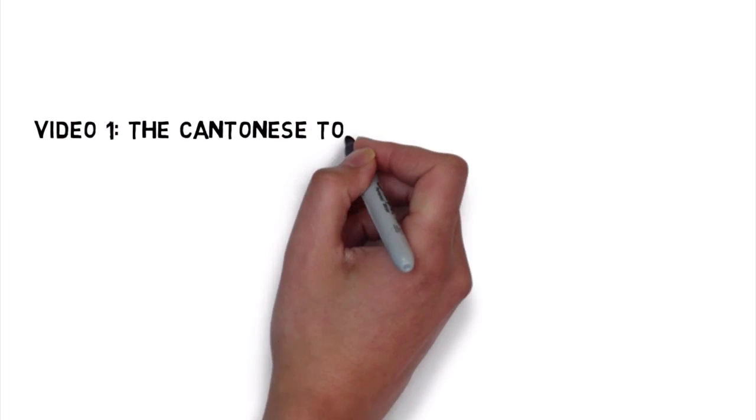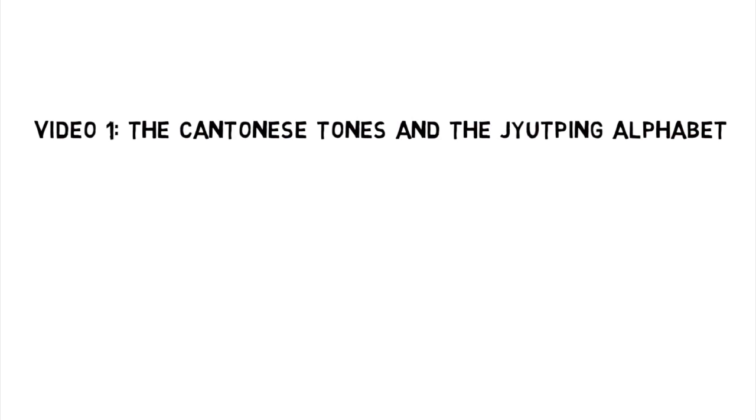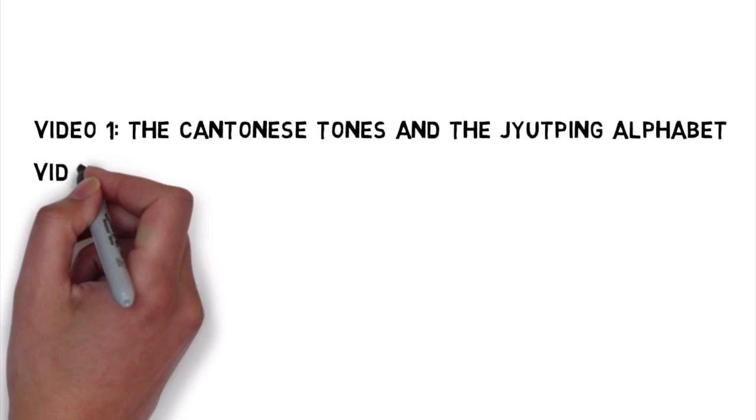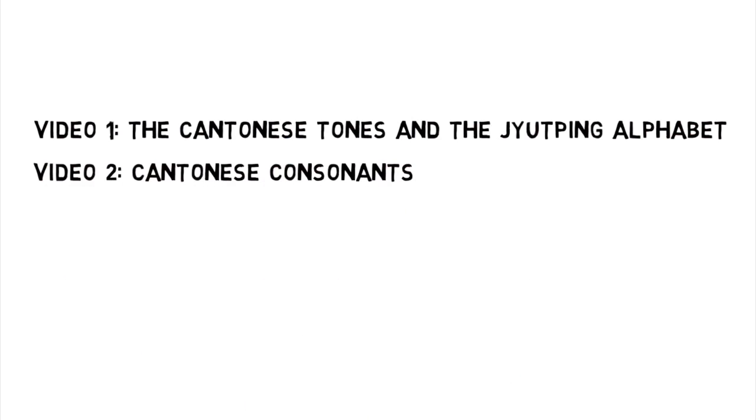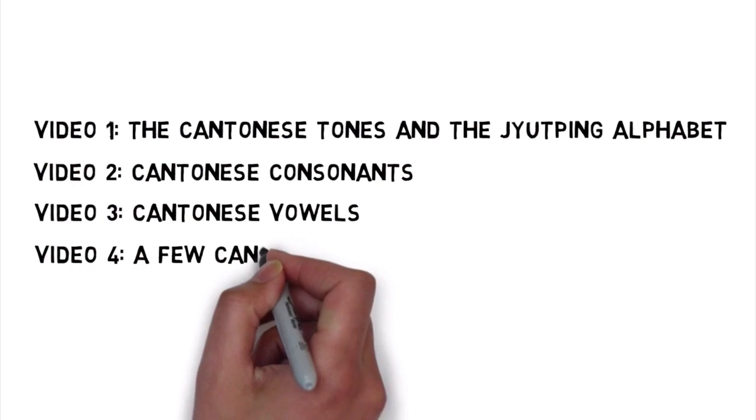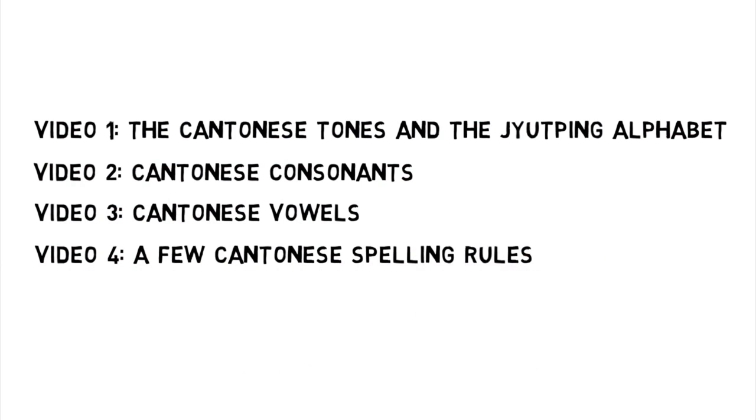We'll break this discussion up into 4 parts. The first will cover the Cantonese tones and give you a quick overview of the spelling system we're using. The second will cover the Cantonese consonants. The third will cover the vowels, and the fourth will cover a few of Cantonese's spelling rules. Since I don't speak Cantonese, I have a native speaker here, Tim. Hi. Who'll be helping throughout.